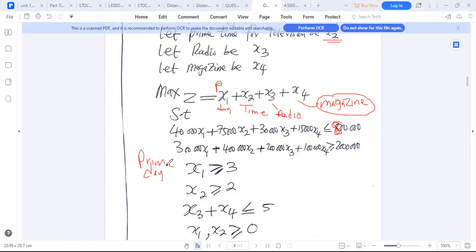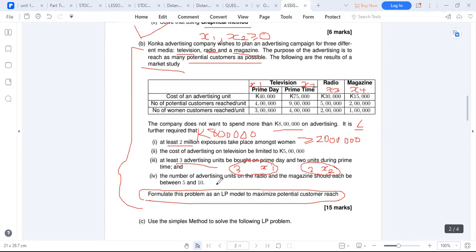Then this other one is the prime time. So this is how this one came. And this one came from the other information in the question, where we talk about the number of units of advertising on the radio and magazine, which should each be between 5 and 10.